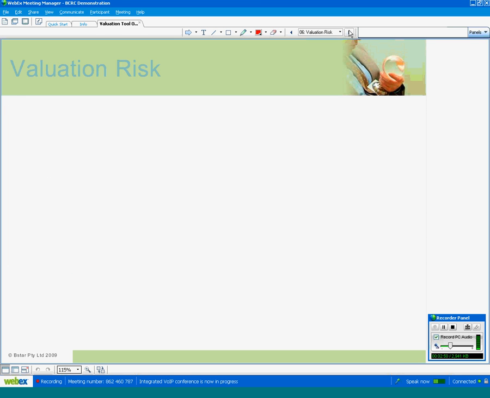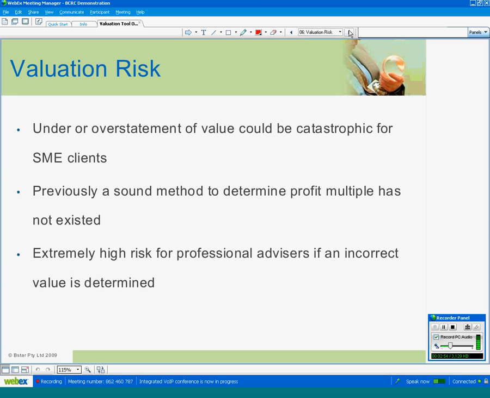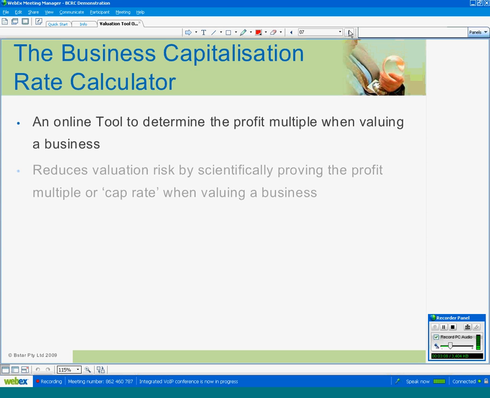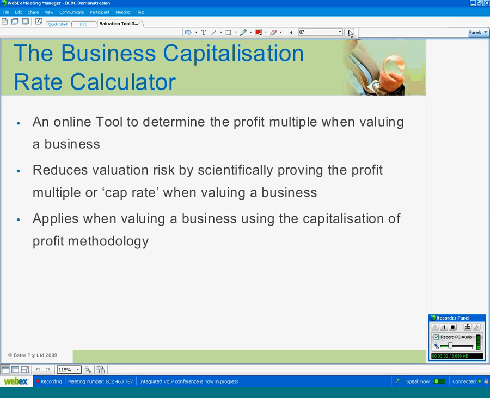Whilst there's a growing need for business valuations, many professional advisors are reluctant to promote valuation services to their clients due to the risk of an under or overstatement of value. BStar's Business Capitalisation Rate Calculator overcomes this dilemma by scientifically proving the profit multiple or cap rate. It applies when valuing a business using the capitalization of profits methodology.